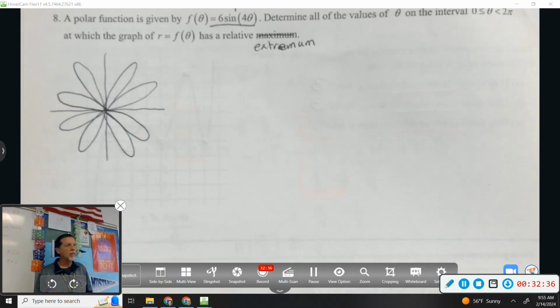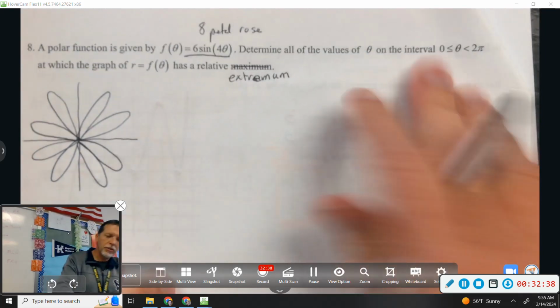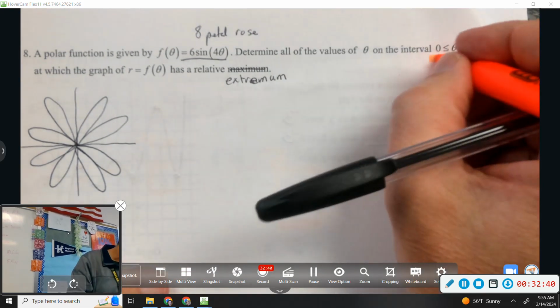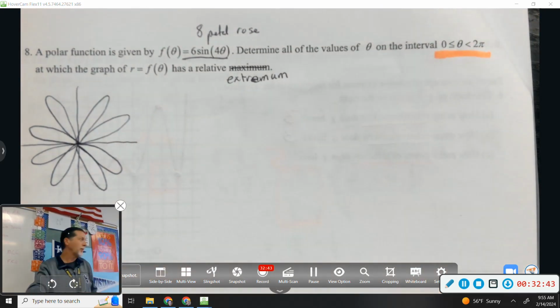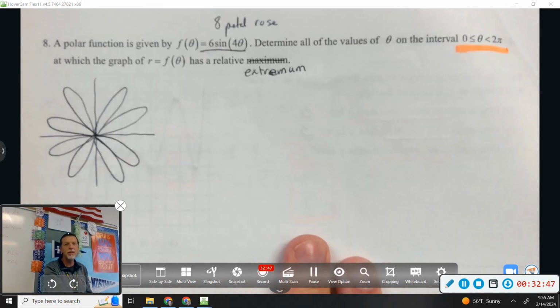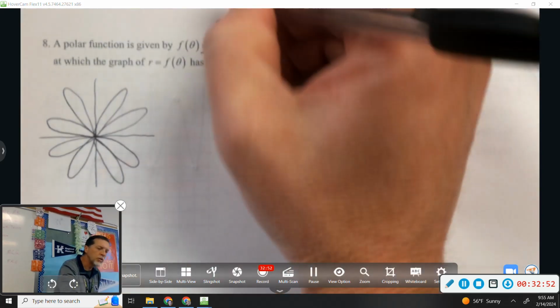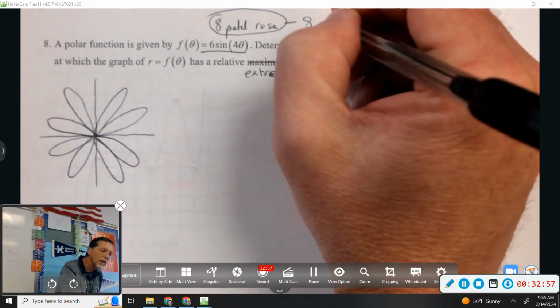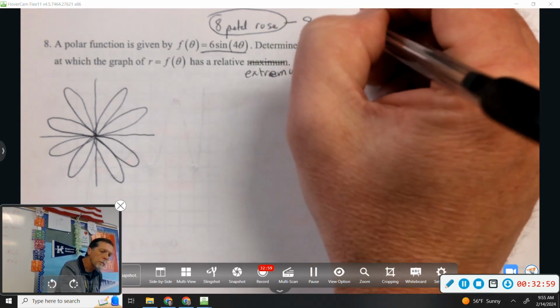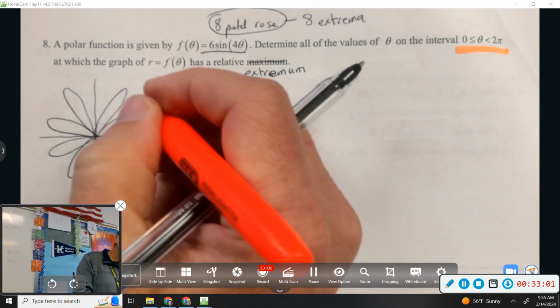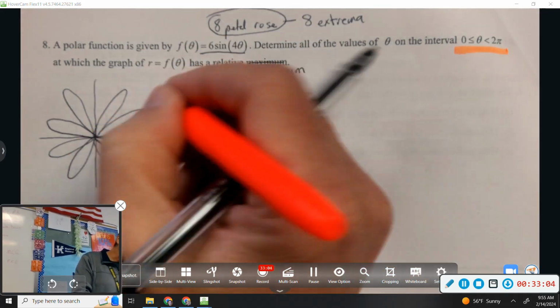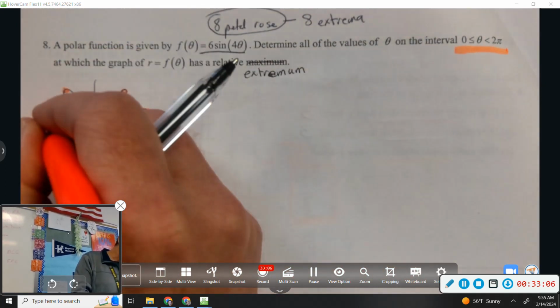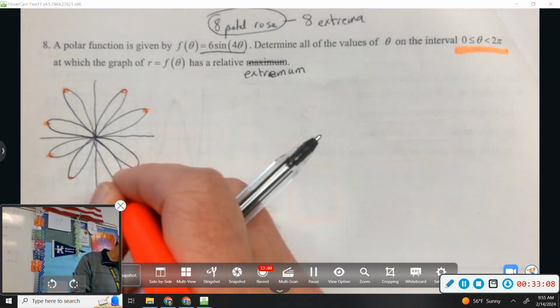So how many? Oh, you know what? I should have been careful about 0 to 2 pi. So I'm going all the way around. If it was 0 to pi, I'd have to really back up and think about what's happening. I assume there'd be half as many. So 8 petal rose. So I guess we already knew there should be 8 answers. There's 8 extrema. And we know where they are. Well, we don't know their theta location. We do know their location on the picture, like all of those places.